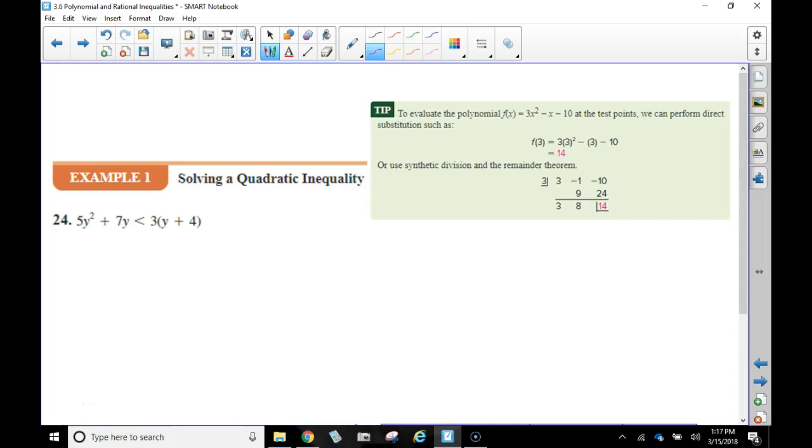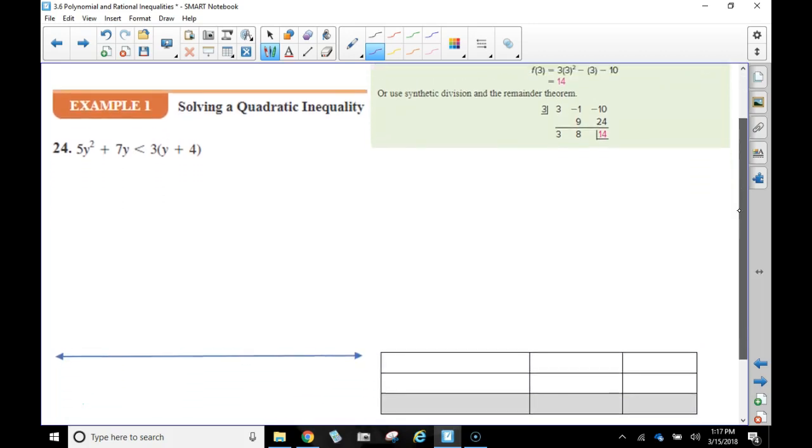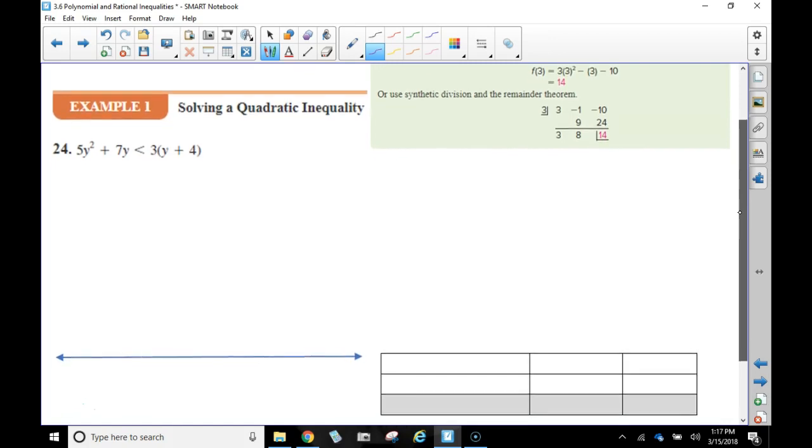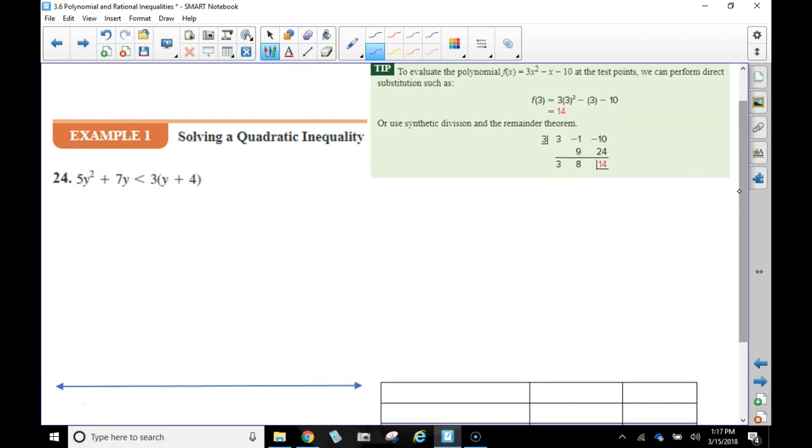All right, so on example 1, the first thing we're going to do is reorganize our inequality so that everything is on one side and we have 0 on the other side. Then after we do that, we're going to find our boundary points, you'll see, and then we are going to chunk up our number line at those boundary points, and then we're going to test the chunks.